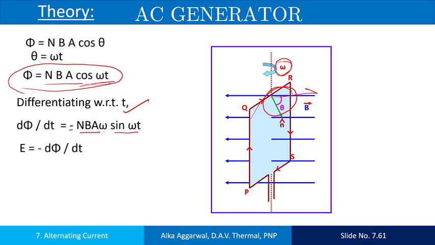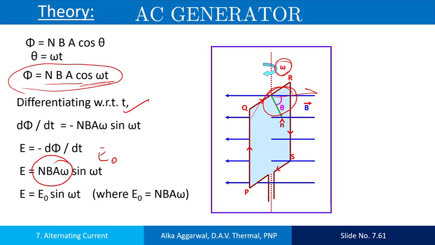Now, you know very well that the EMF induced is directly proportional to the rate of change of flux. So, EMF is equal to NBA omega sin omega t, minus minus becomes plus. If this NBA omega is represented by E naught, then this is the relation, where E naught is the maximum EMF, which is equal to NBA omega.